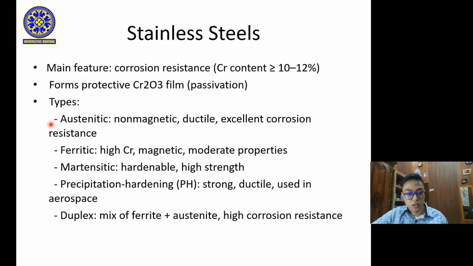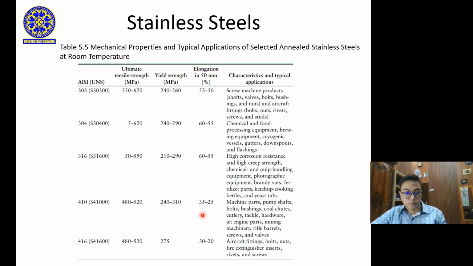The first is austenitic. It is non-magnetic, has ductility, and excellent corrosion resistance. Ferritic contains high chromium. It is magnetic and has moderate properties. Martensitic is hardenable and has high strength. And then precipitation hardening, or PH, is strong, ductile, and used in aerospace parts. And the last is duplex. It is a mixture of ferrite and austenite. It has high corrosion resistance.